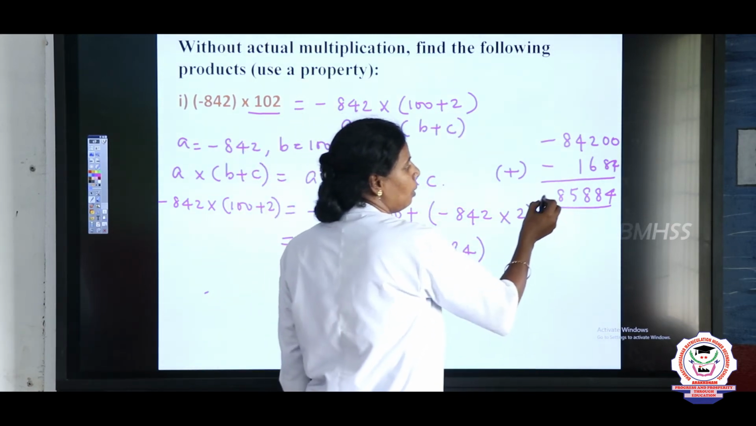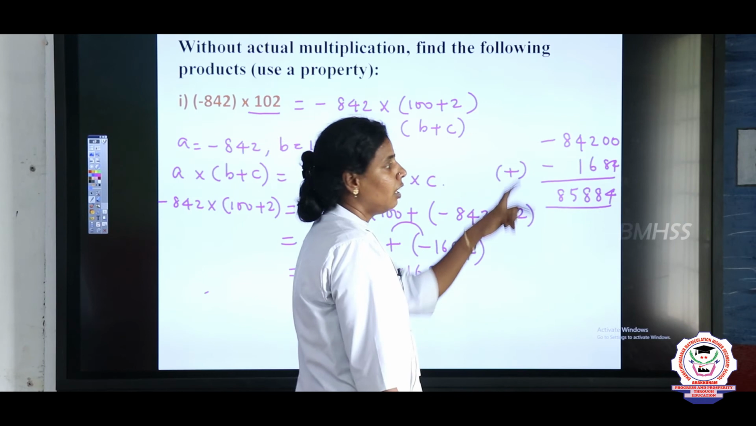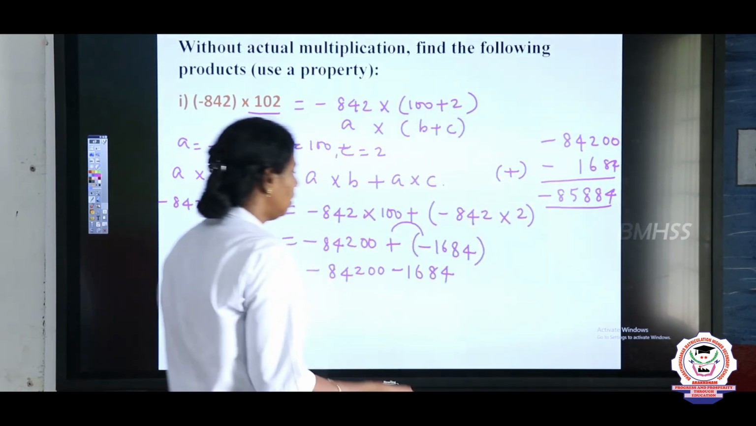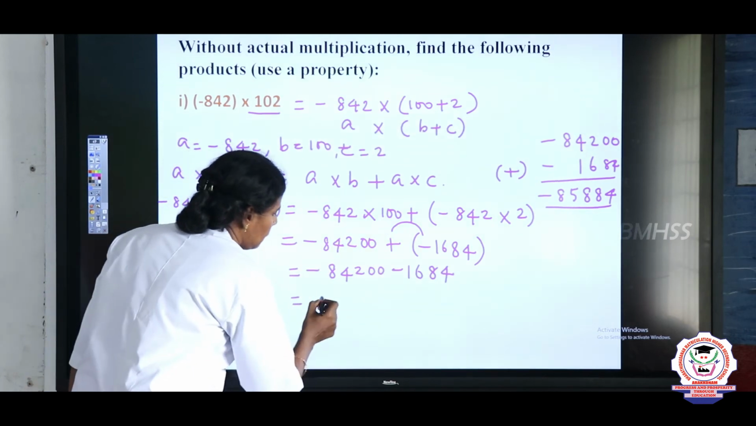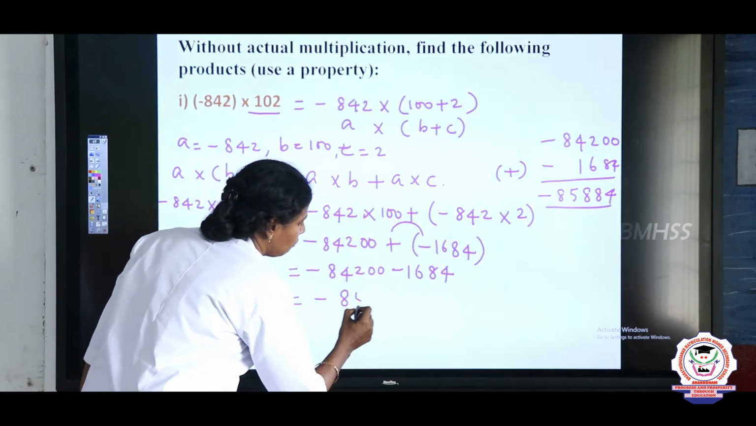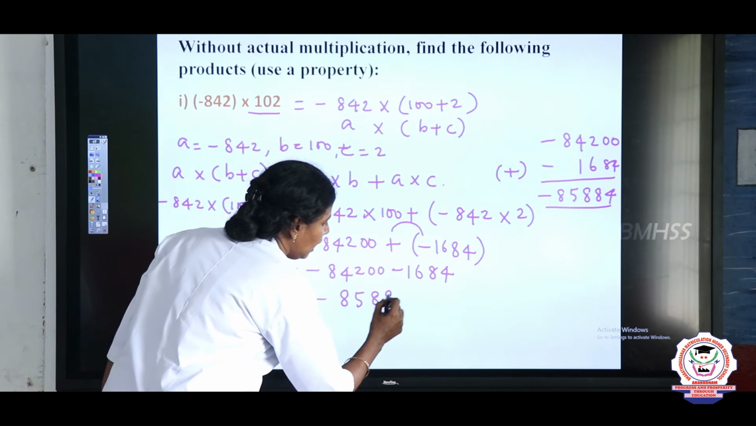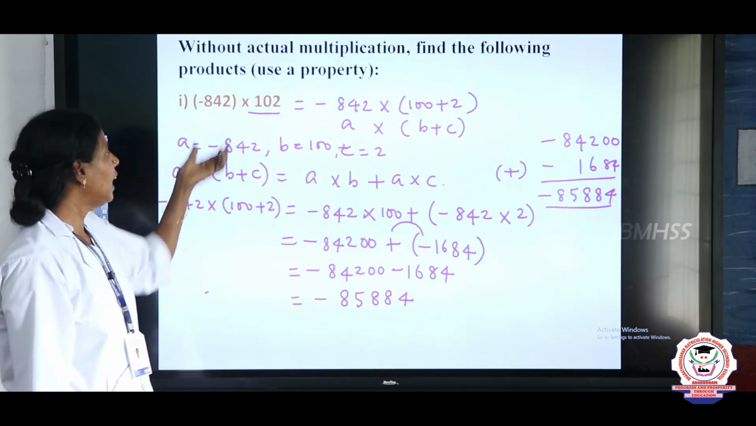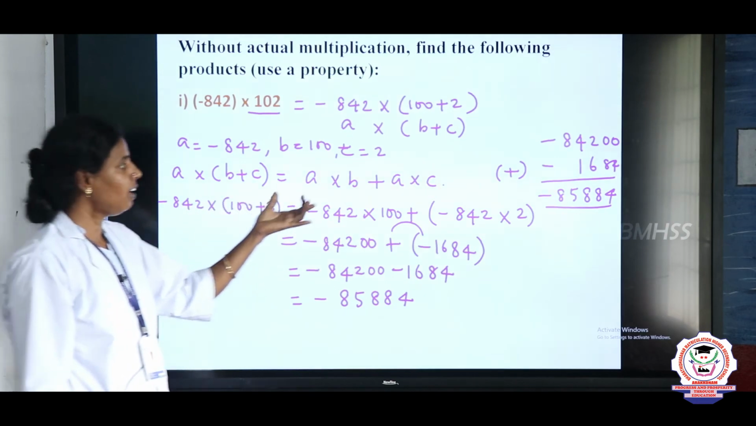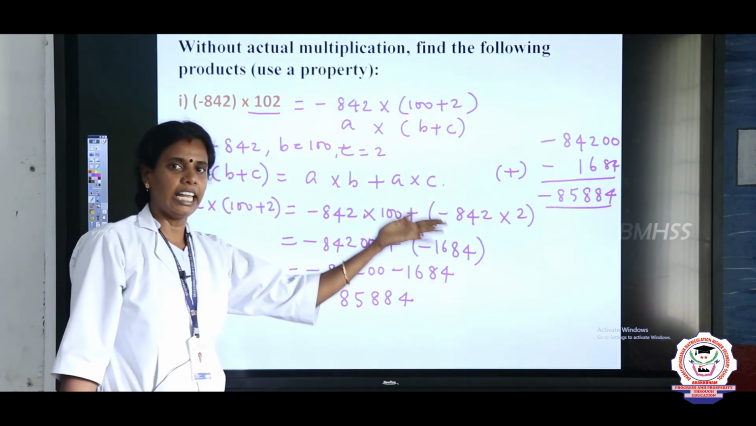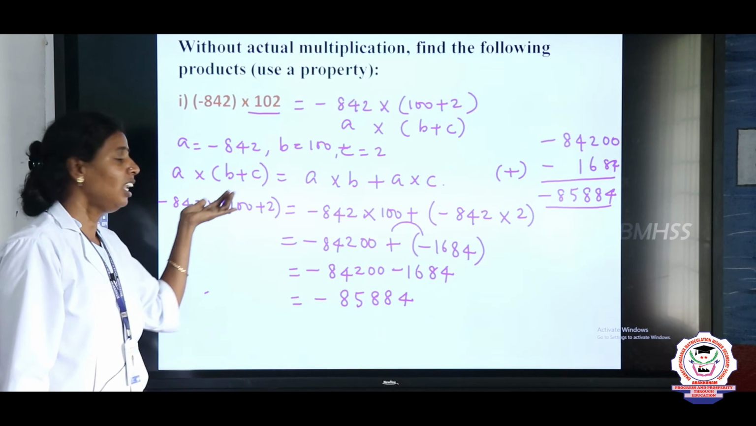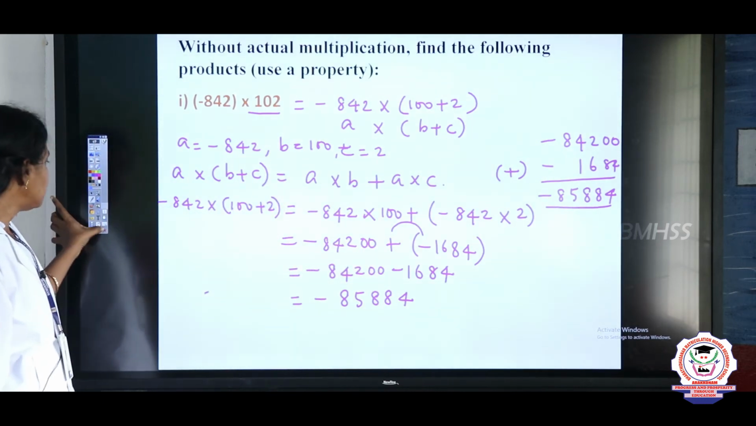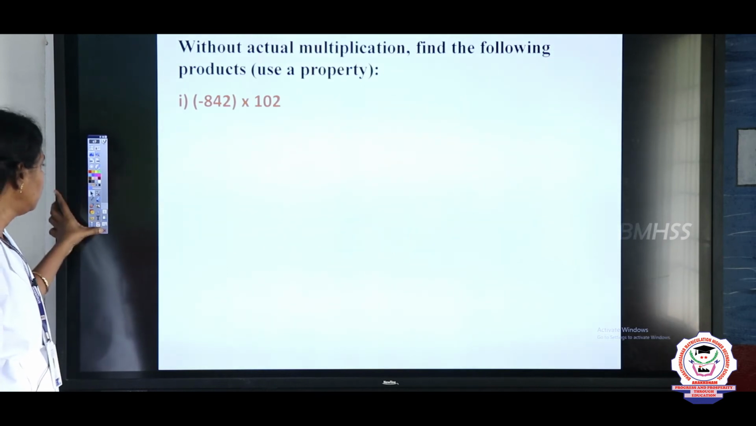What will be the answer? Whether it is positive or negative? If both the integers are negative, the answer also will be negative. So the answer is minus 85884. Is it clear how to solve when a into b plus c is given? We can solve using a into b plus a into c. So we have seen multiplication over addition in the distributive property, and how to solve with subtraction.